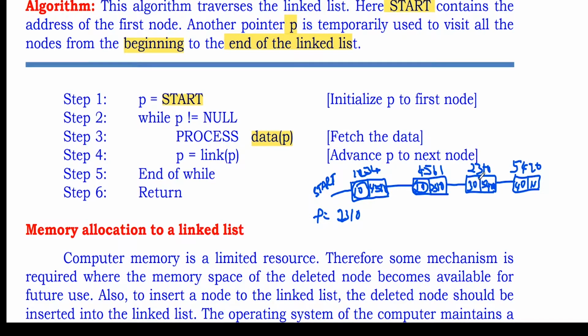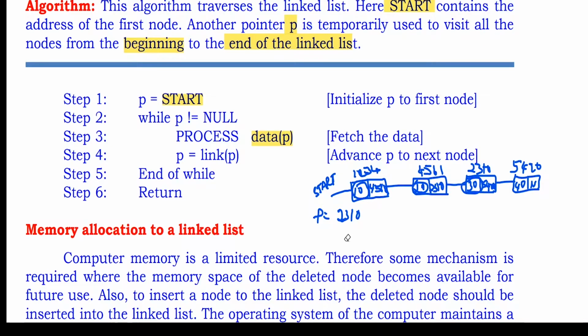So the data of 2310 is 30, and we apply some process on the data field of 2310. Now we visited this element. Next, the link field of 2310 is copied to P. So what is P now? The P value is changing.